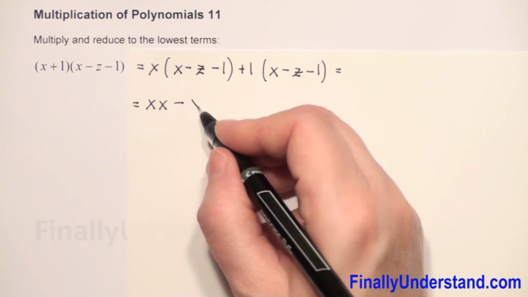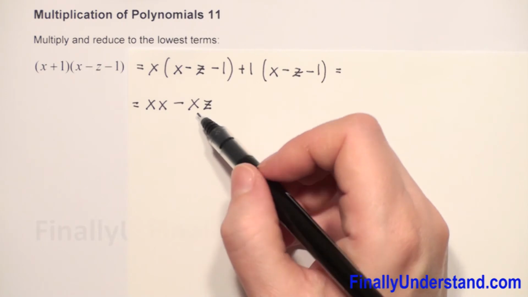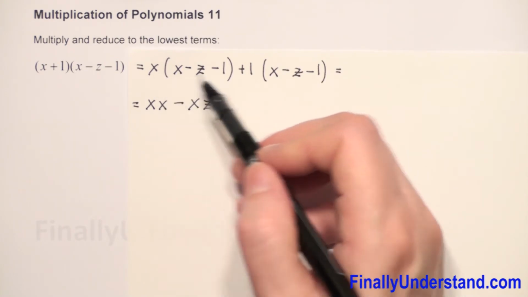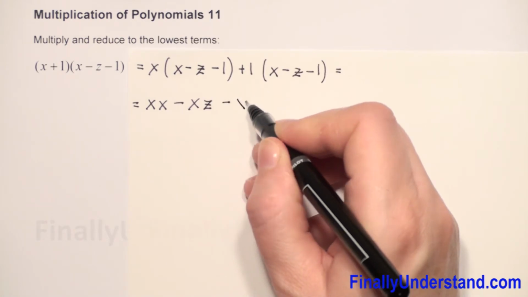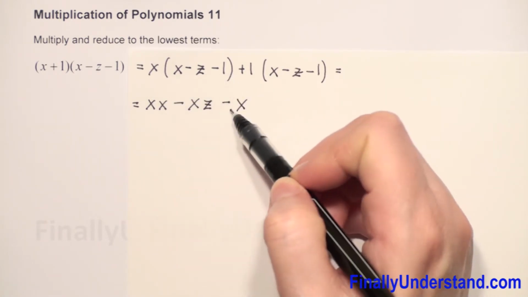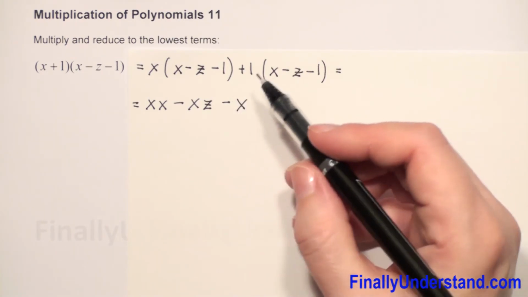X times z is xz. Different variables, so we have to copy them. X times negative 1 is negative x. Positive times negative gives me negative. We don't have to write 1 because 1 times x is still x.